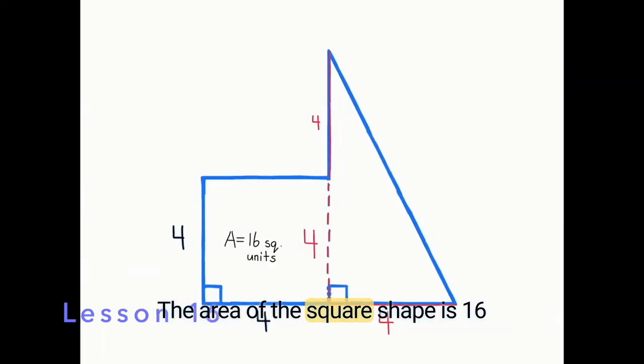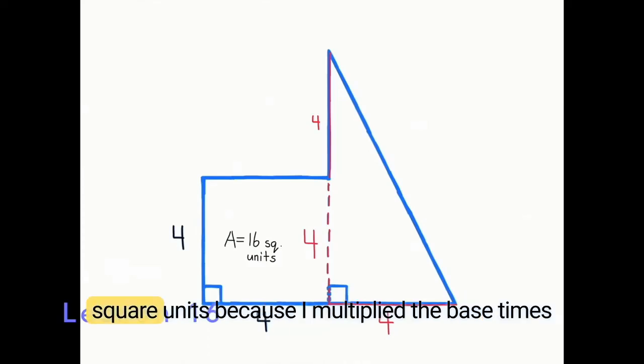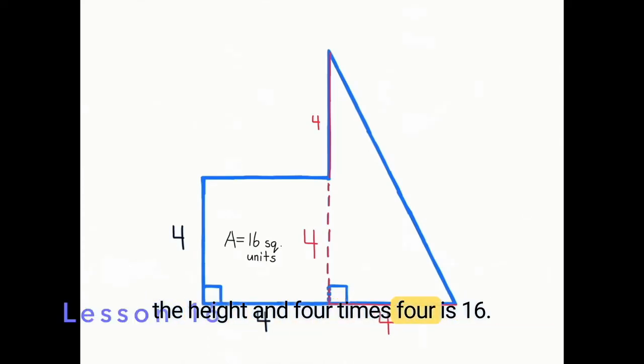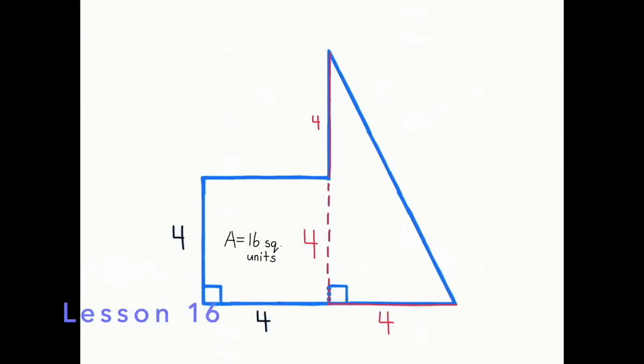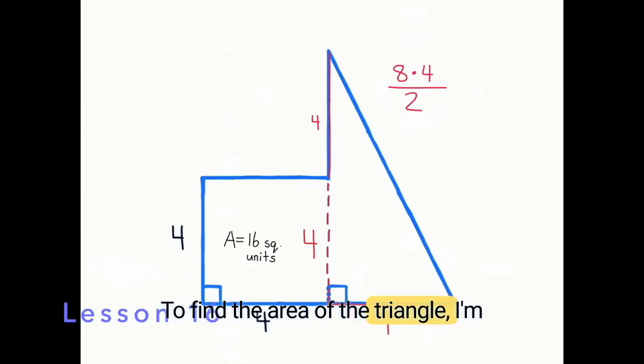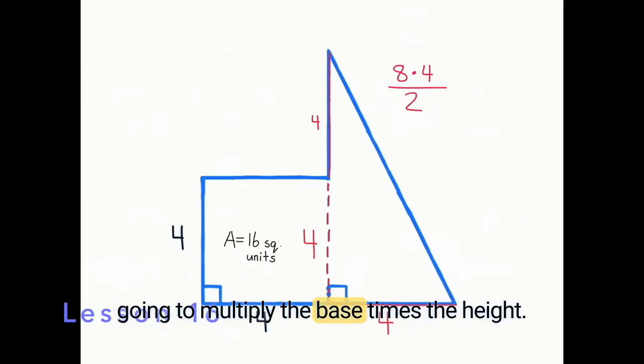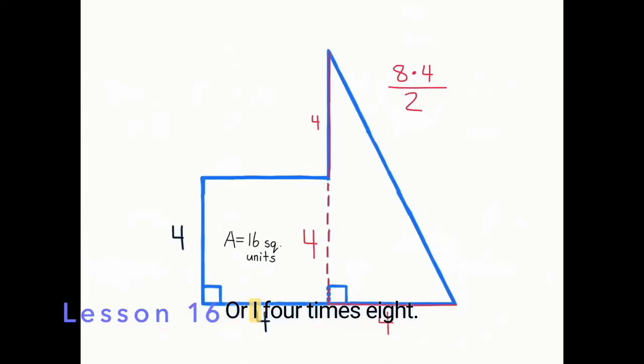The area of the square shape is 16 square units because I multiplied the base times the height, and 4 times 4 is 16. To find the area of the triangle, I'm going to multiply the base times the height, or 4 times 8. 4 times 8 is 32, and since it's a triangle, I need to divide that by 2.